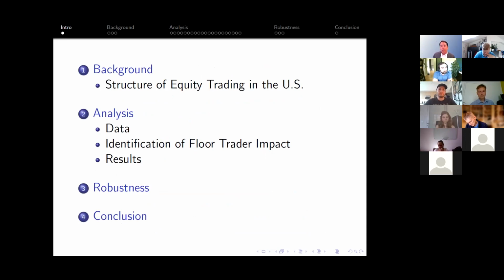Again, since this is a microstructure seminar, I probably don't need to do anywhere near as much background as I normally do. So what I'm going to do is give you just a real quick overview of the structure of equity trading in the US. And then I'll concentrate most of my time on the analysis, the identification strategy, and our results. And if I have time at the end, I will talk a little bit about some of the things we're working on now. As I said, we've gotten a lot of great feedback over the last two or three months, and so we're working on quite a few new analyses right now.